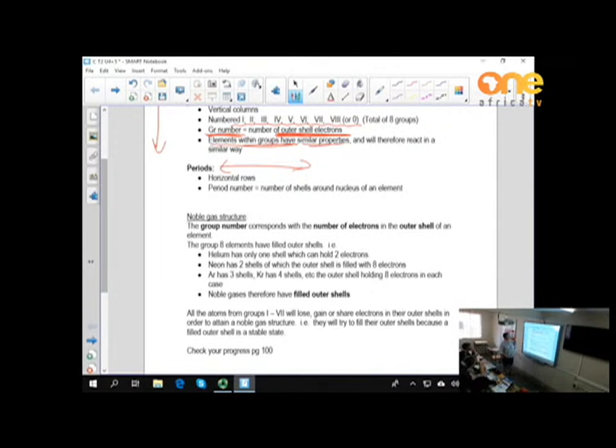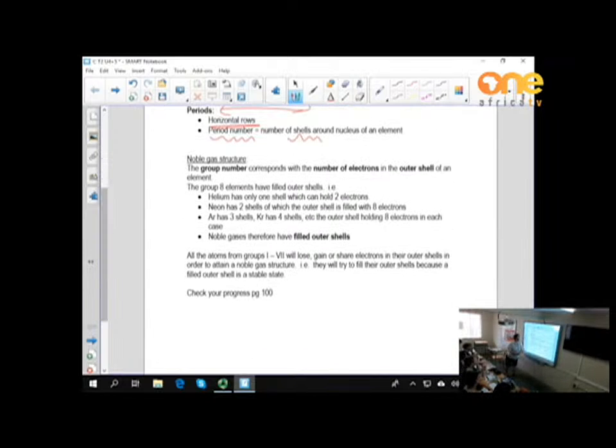So, we say the periods then are the horizontal rows, and the period number tells me how many shells that atom has. So, if I stick my finger onto an element on the periodic table, how many outer shell electrons does it have? It lies in group 3. So it's got 3 electrons in its outer shell, but how many shells does it have? 1, 2, 3, 4, 5 shells. You follow? Okay.